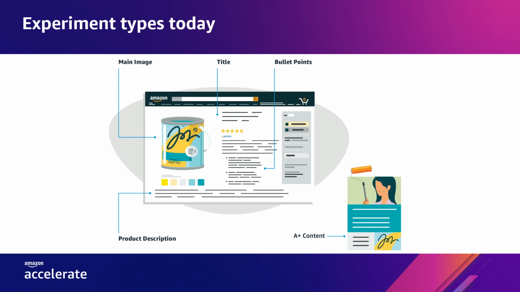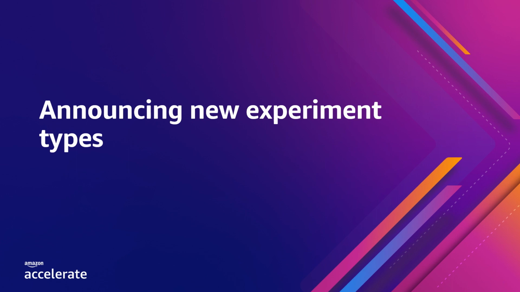All right, moving on to some new experiment types that we are planning to add. So up until today, we have supported experiments on titles, images, bullet points, descriptions, and A+ content. So now you can run A/B experiments on the brand story module for A+ content, and you can also test supporting images in addition to the main image.